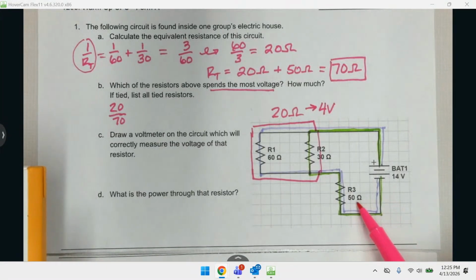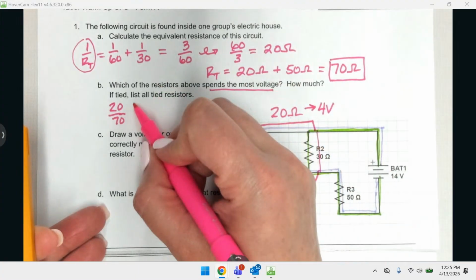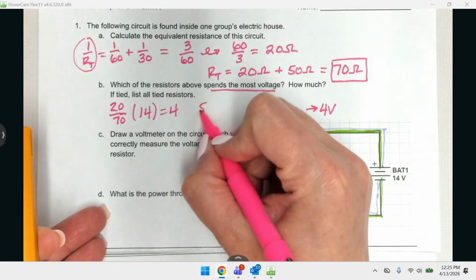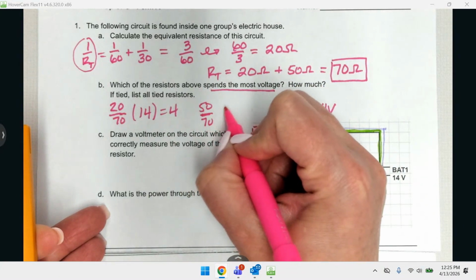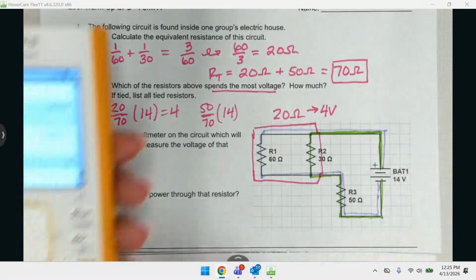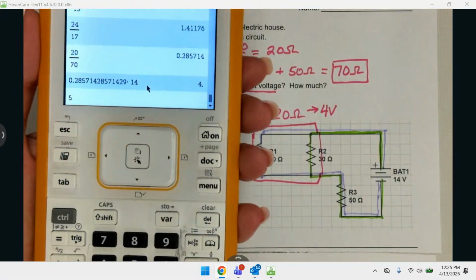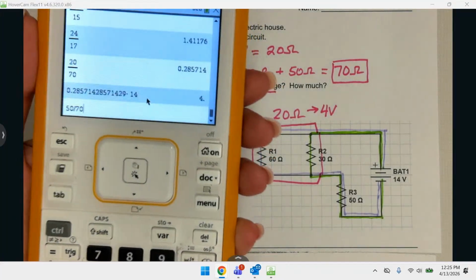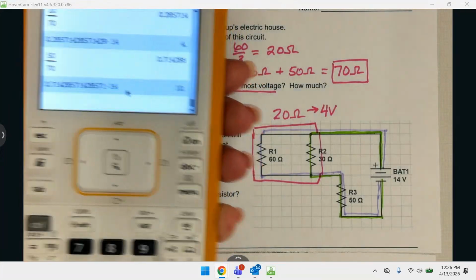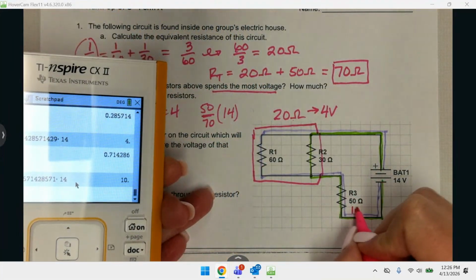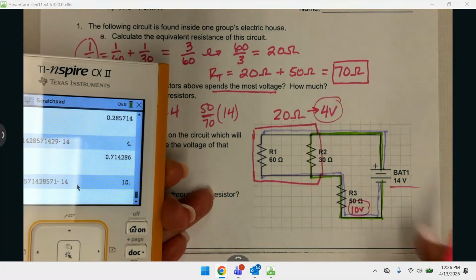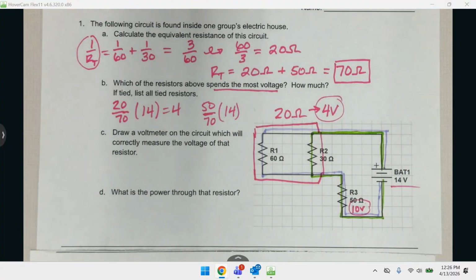On the other hand, this is 50 out of 70. And so we would have 50 out of 70, figure out what that is as a percent or the decimal equivalent, and multiply that times the 14 volts. Again, I'll show you the other way as well, but 50 divided by 70, and then multiply that times 14, and that's 10 volts. So this gives a 10 volt drop, and look at that. This and this add up to this, which they should. Okay, and so you can do it that way.